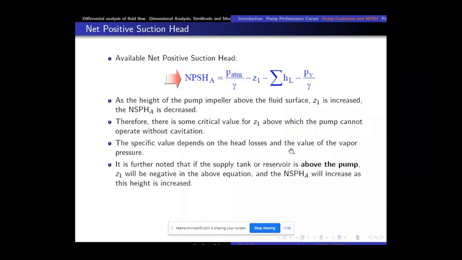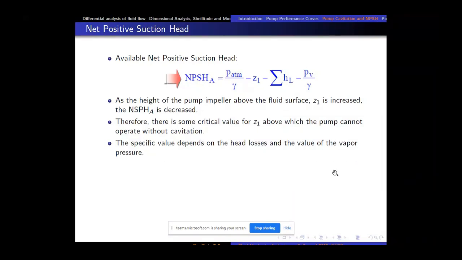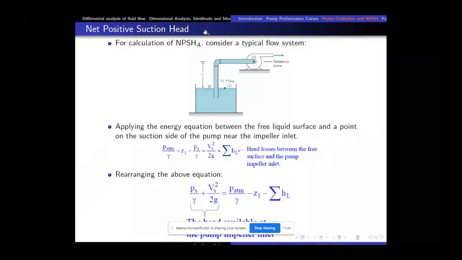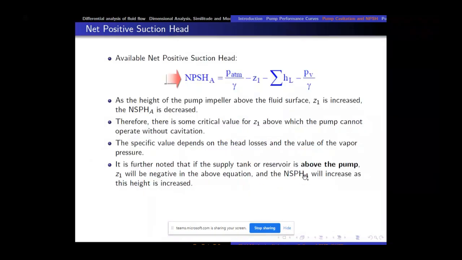It is further noted that if the supply tank or reservoir is above the pump, somewhere here, then NPSHA will increase as the height is increased. So that one would be negative, meaning it would add to this, right? I hope that you can understand this point.